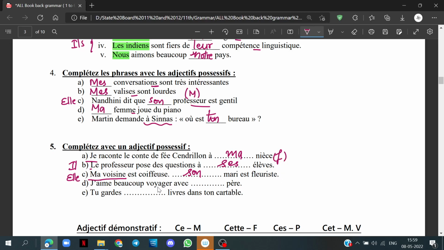I like very much to travel with. It can be my father because it's je. Then tu gardes tes livres. Tu line, it should be tes. Ton, ta, tes.